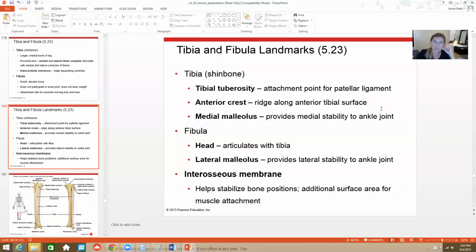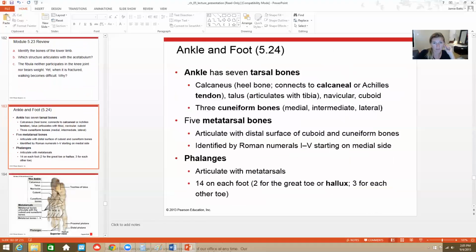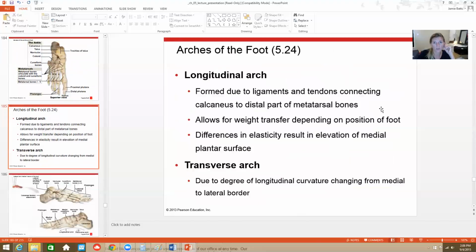These are the landmarks. Again, you don't need to know them for me, but you may need to know them for lab. And same thing with ankle and foot. You should know tarsal, metatarsal, and phalanges. You don't have to know the specific tarsals or metatarsals. You do not have to know about the arch of the foot either.